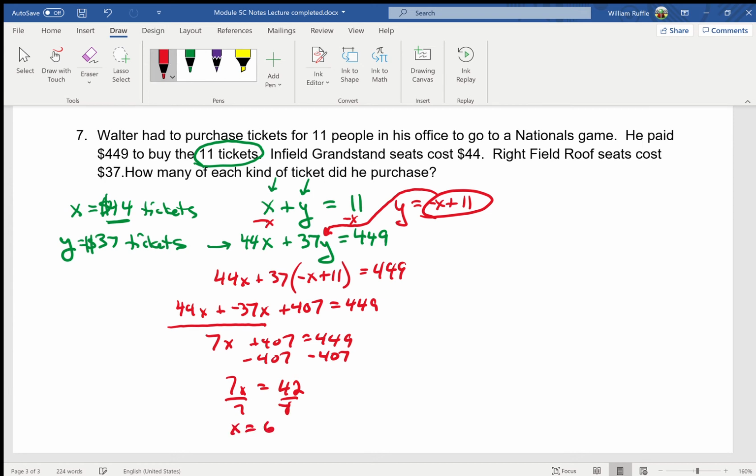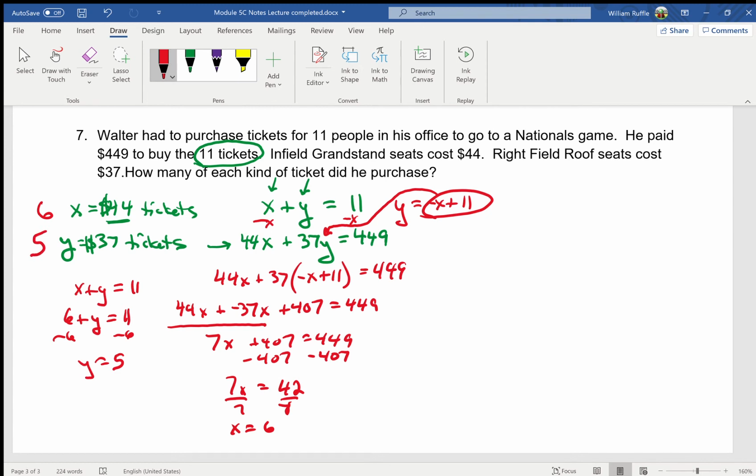So that means I have 6 $44 tickets, and I'm going to definitely use the x plus y equals 11. 6 plus y equals 11. Subtract 6, I get y equals 5. So I have 5 of the $37 tickets.